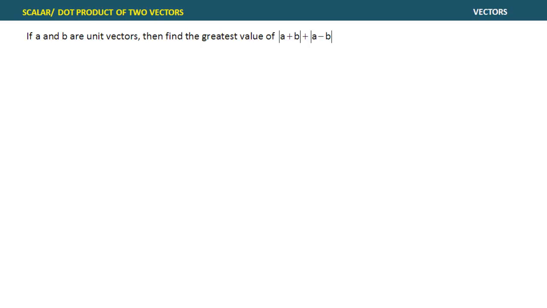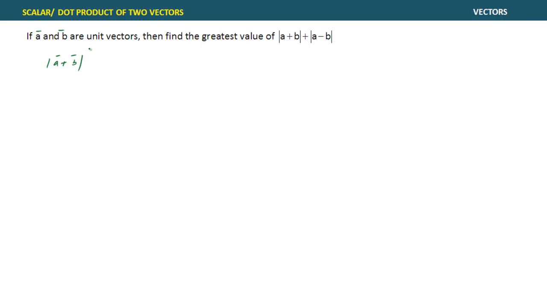Let's take this question on dot product. It says if A and B are unit vectors, you need to find the greatest value of these two terms. From now onwards, if I write A and B, just assume that these are vectors, because it is sometimes difficult to type everything using vectors. So you want to find the greatest value of these two terms.